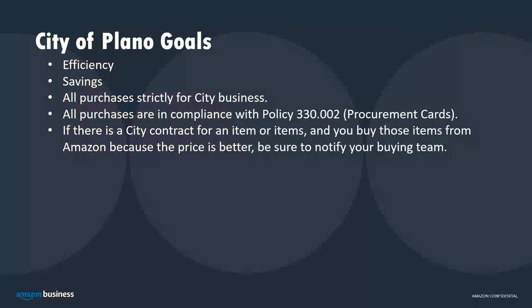Our expectations are that all purchases made through Amazon are in compliance with the procurement card policy, which is policy 330.002. If you don't have a P card, you may not have reviewed that, so make sure you look under policies and procedures and read that, just so you know what the requirements are. And then we ask, if you find that you do have something on a contract and you're buying it from Amazon because the price is better on Amazon, let your buying team know so we can review our contracts and see what's appropriate to do.